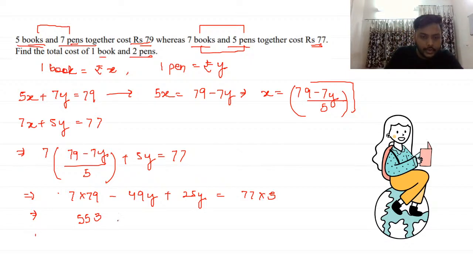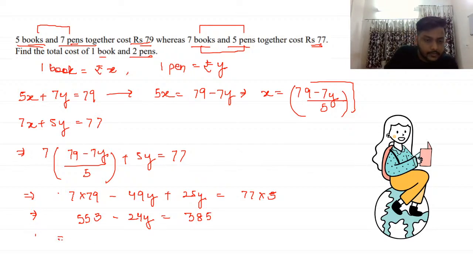Moving forward, you have minus 49y plus 25y, that will give you minus 24y is equal to 77 times 5. What is 7 times 5? 35, into 11, that is going to be 385. Clear? Got it? Makes sense to you? So 77 times 5 is 7 times 5, that is 35, times 11, that is 385.